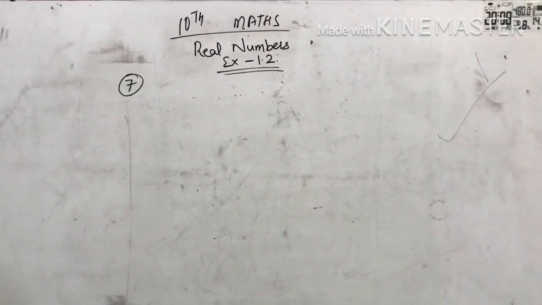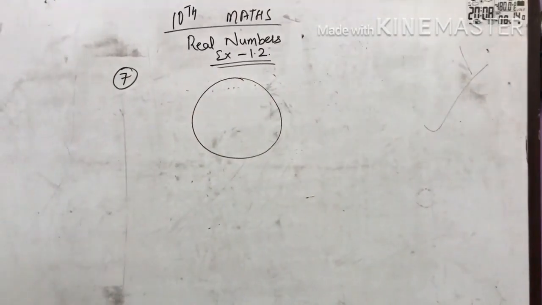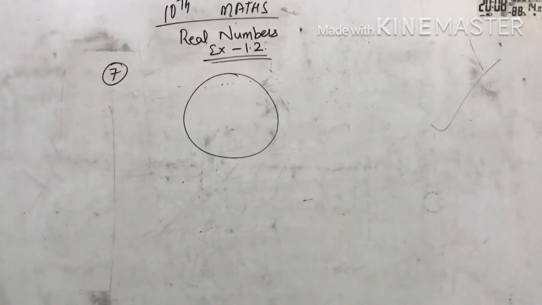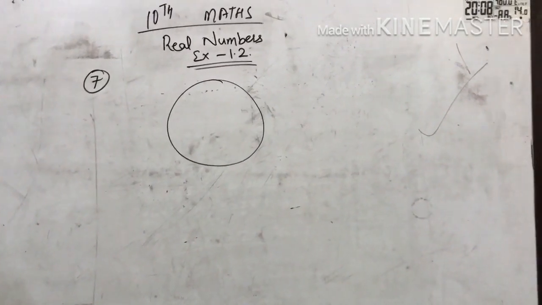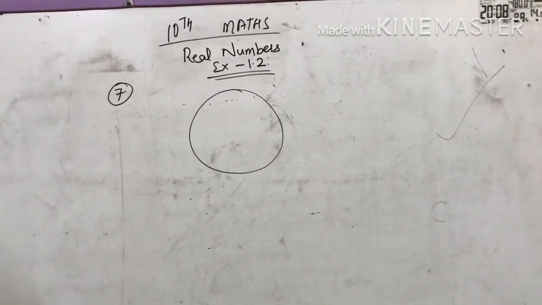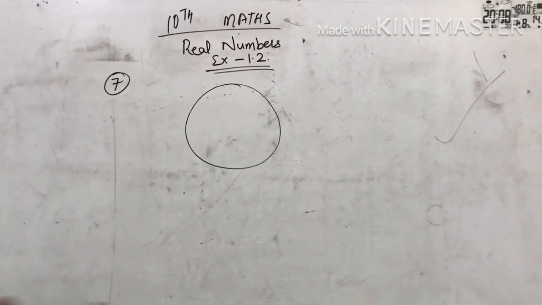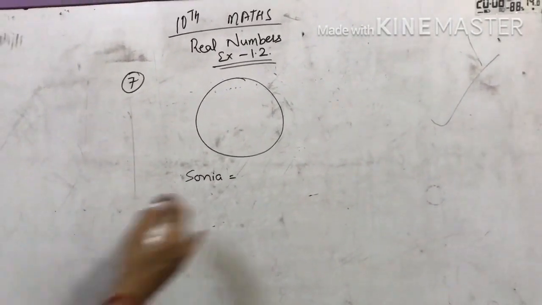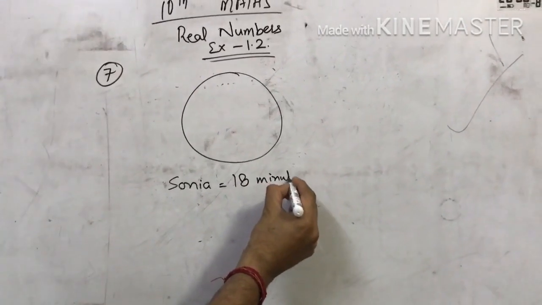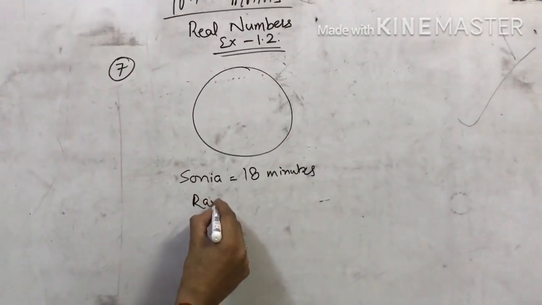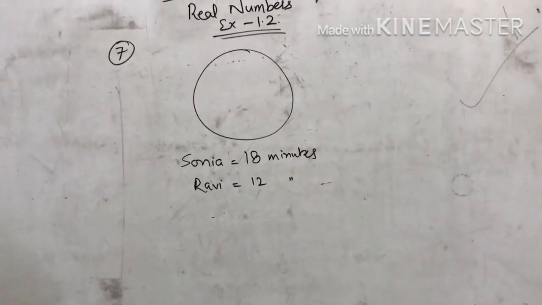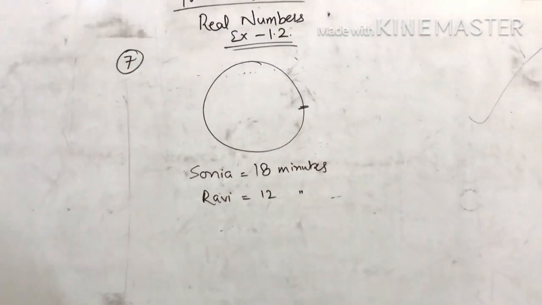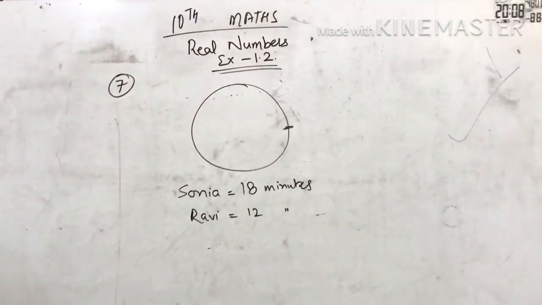In question number 7, there is a circular path. There are 2 people, Sonia and Ravi. When Sonia drives around the park sports field, she takes 18 minutes for one complete round, and Ravi takes 12 minutes for the same. They started together from a single point at the same time. So after how much time will they again meet together at the starting point?